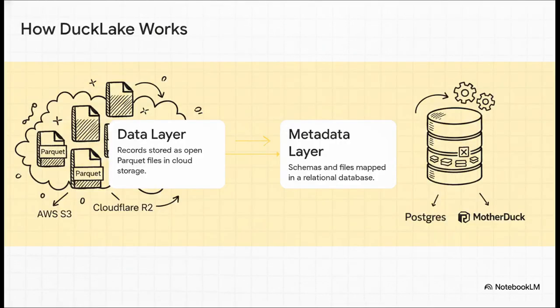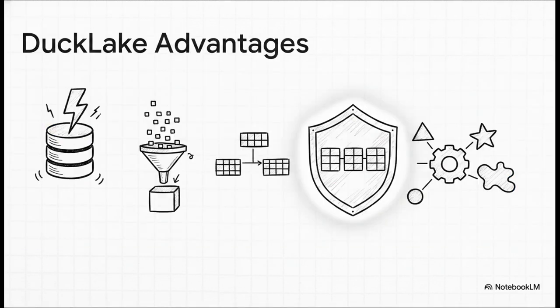Not fun. The founders of DuckDB solved this massive headache through strict decoupling. In the data layer, your actual columnar records sit as open Parquet files in cheap object storage, like AWS S3 or Cloudflare R2. But here is the trick. In the metadata layer, table schemas, partitions, and file mappings aren't scattered across S3. No, they are stored securely inside a lightning-fast transactional relational database, like Postgres or MotherDuck's managed catalog. And this decoupling completely changes the game.